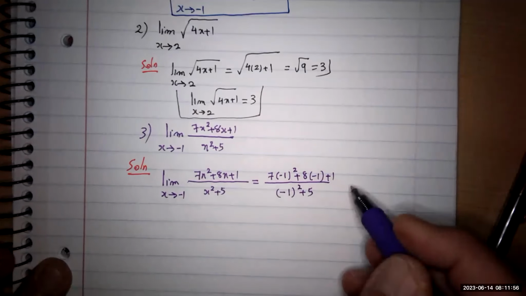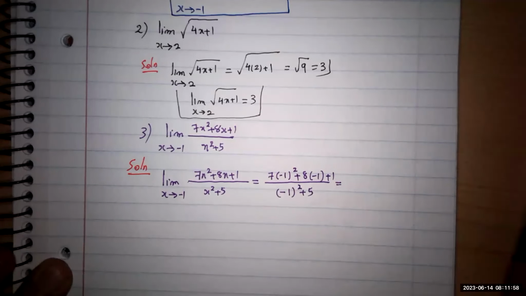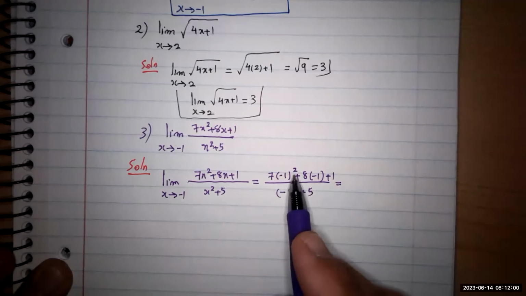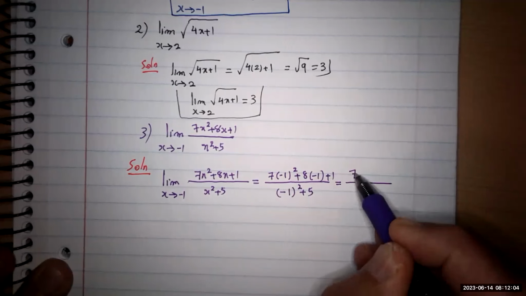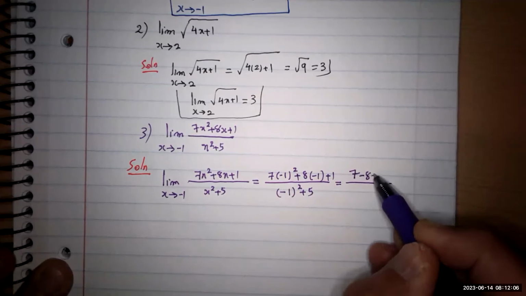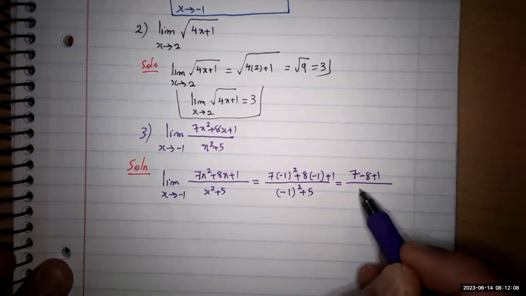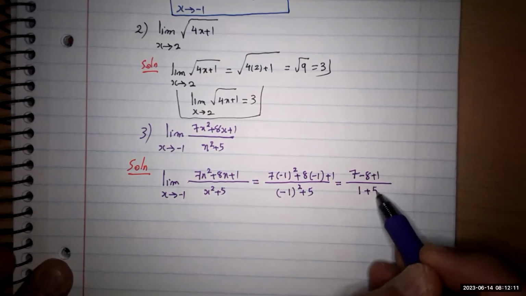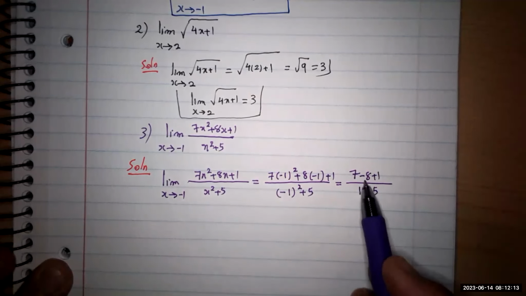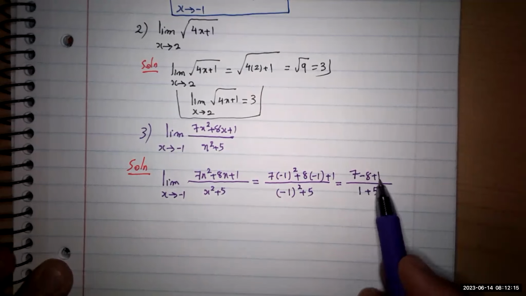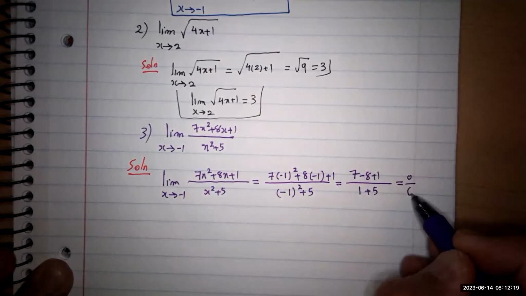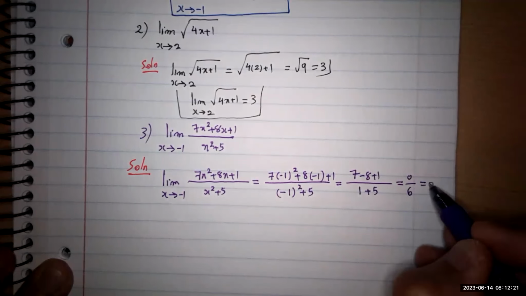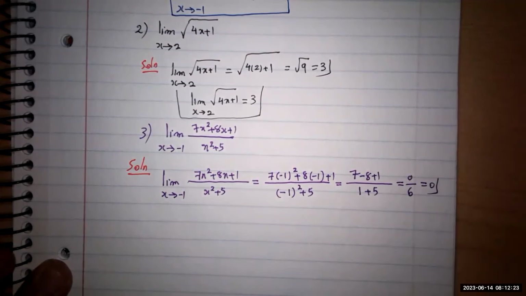So stay on the top. Negative 1 squared would be positive 1, so that gives 7 on the top, minus 8 plus 1. Negative 1 squared would be 1, 1 plus 5. So 7 minus 8 would be negative 1. Negative 1 plus 1 would be 0. So the top would be 0, the bottom one would be 6. 0 divided by 6 would be 0. So the limit of the function is 0, and be done.